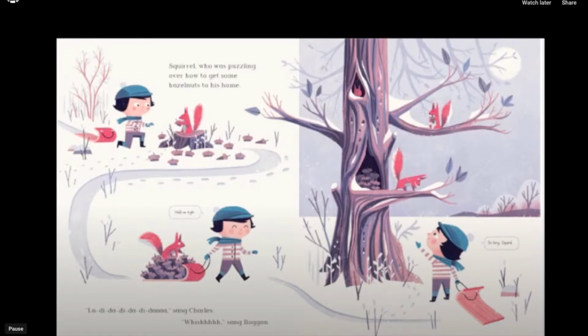Hold on tight, Squirrel. So long, Squirrel.